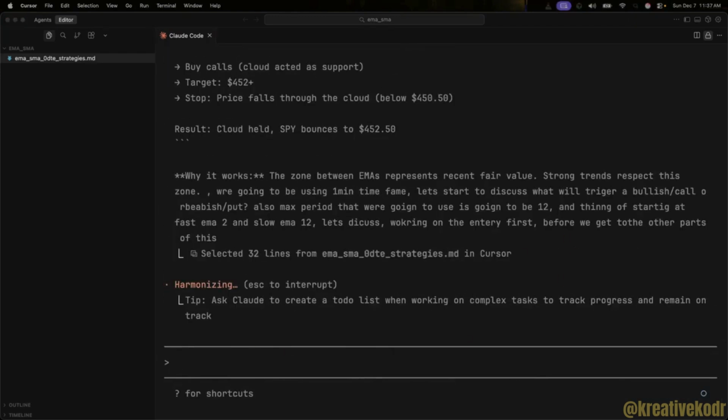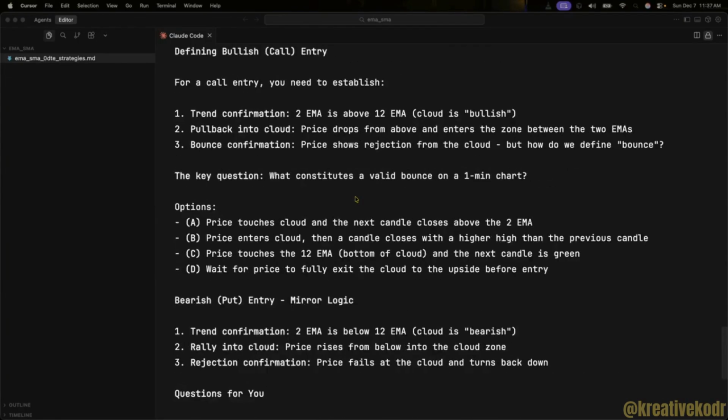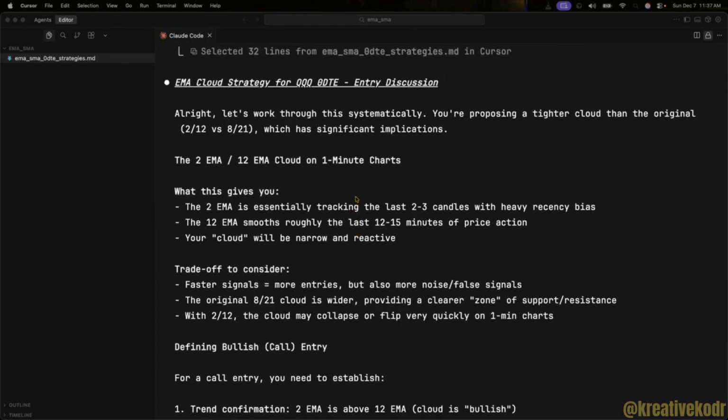All right, so what we're going to do now is just wait for the output and make sure our Claude Code is good and it understands what we're trying to do here. Now, for this next part, we're going to be actually building out an EMA strategy. Beautiful. All right, let's work through this systematically.